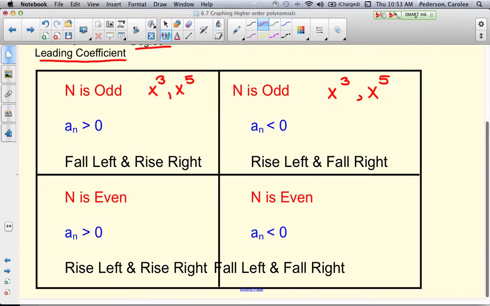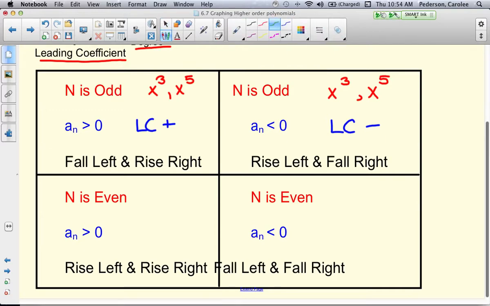Then a sub n represents the leading coefficient. So is that leading coefficient a positive number, or is the leading coefficient a negative number? Here are the 2 scenarios. In the black, it tells you what the behavior is.